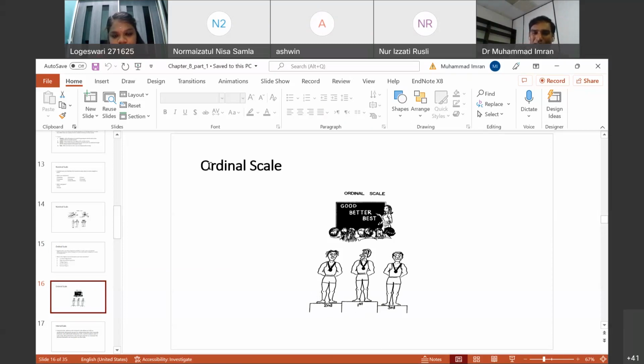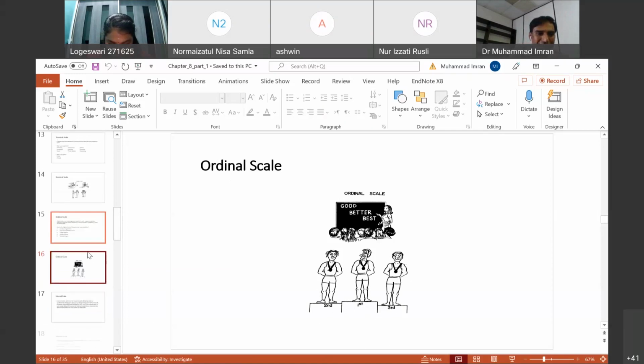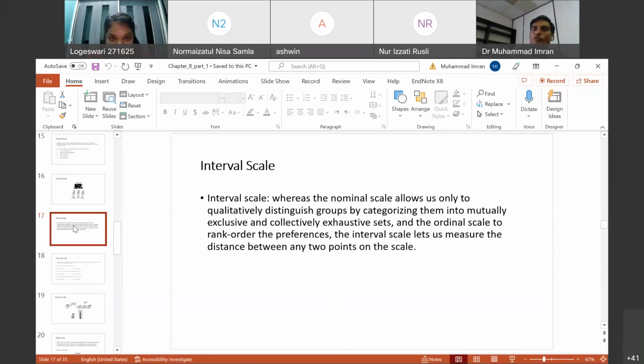Categories and the rank as well. This one can be good, better, best. This is also rank. Ordinal. Understand? Now let's move to the interval scale.